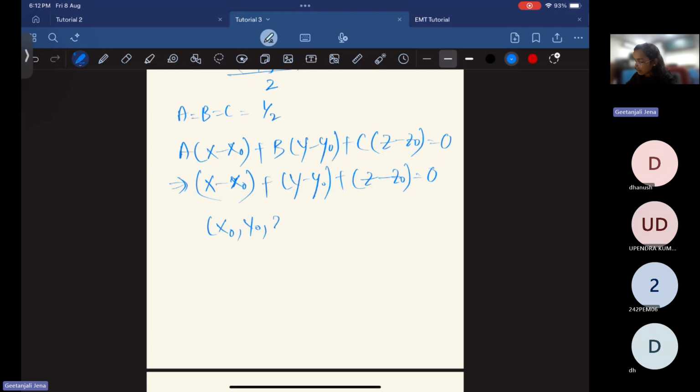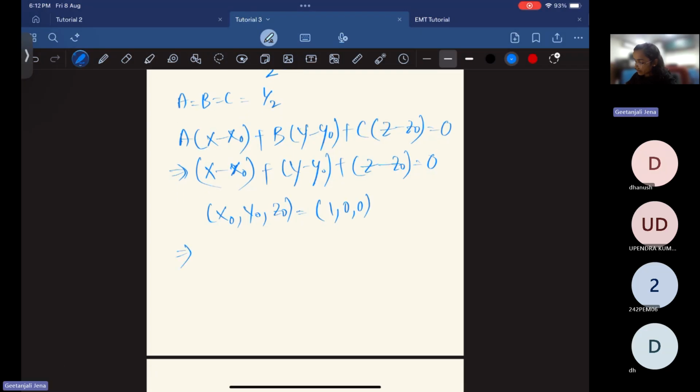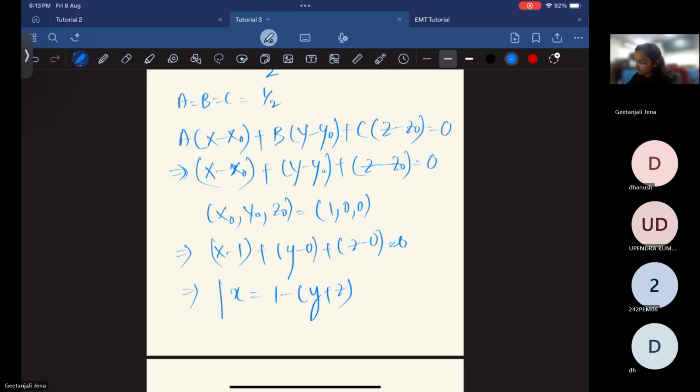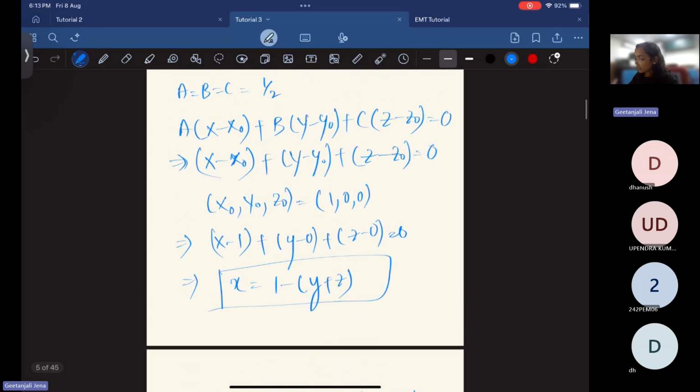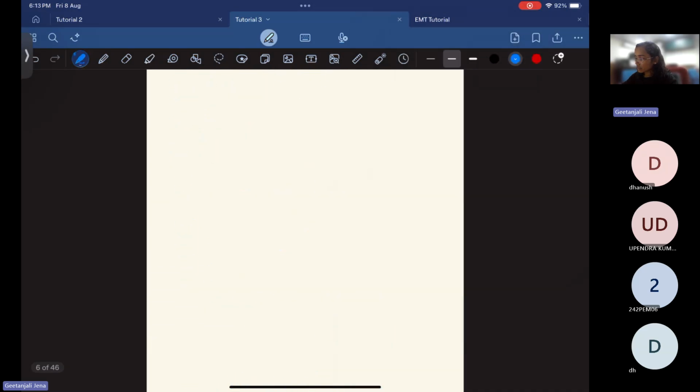So let us take the corner (1, 0, 0). This will give (x − 1) + (y − 0) + z = 0. So we have the relation x = 1 − y − z. Okay, so you got the relation of the coordinates. Now you just put it in the volume integral to find out the volume integration.